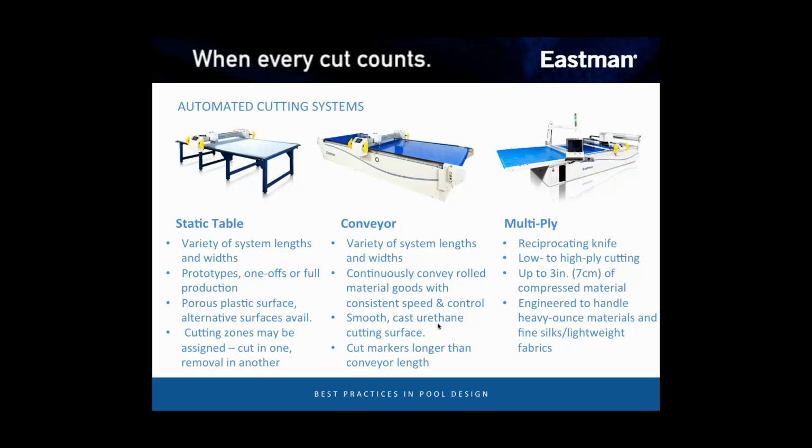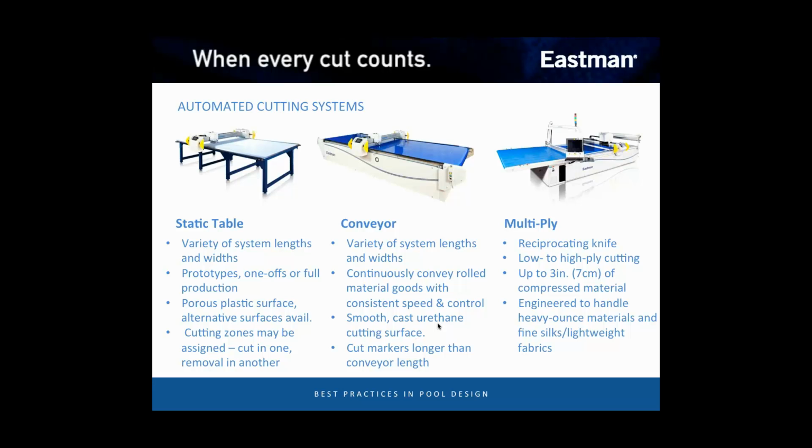Thank you. These are 3 of our cutting systems that we currently have here at Eastman. One's a static table. Static tables can come in multiple sizes, anywhere from 8 feet by 72 inches all the way up to 100 feet by 16 feet wide. These typically are for one-offs or R&D, or if you do have the footprint in your facility, you can get a larger system, which will cut larger panels at once instead of a conveyorized system.